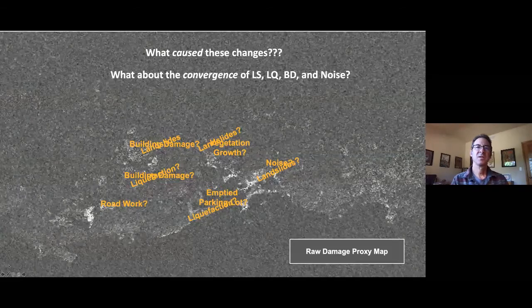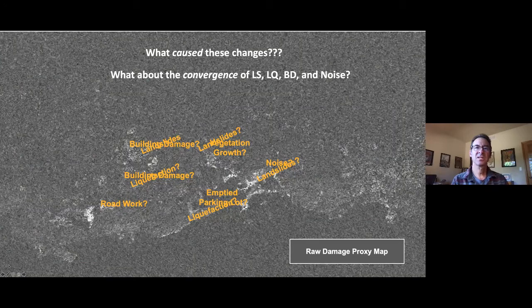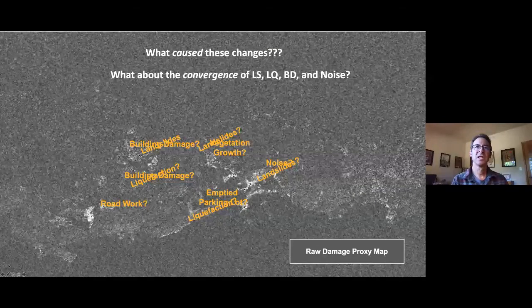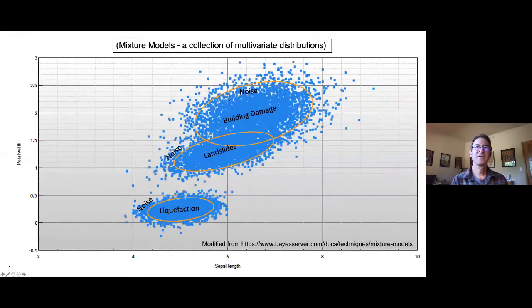And these things can be overlapping in the same location. You can have landslides and building damage, and landslides where changes of vegetation occurred. So it's a very challenging problem. And effectively, it's a Gaussian mixture model where you have distributions of signals that are overlapping that can be characterized as Gaussian processes and multivariate distributions.